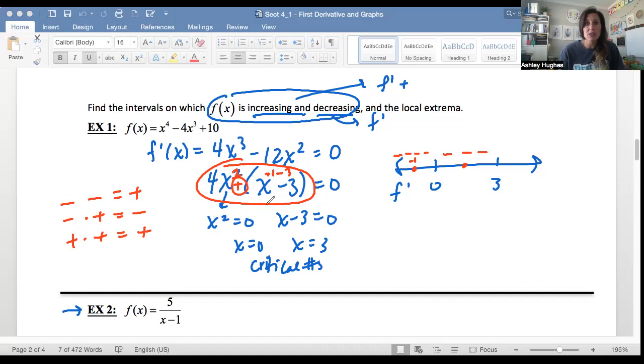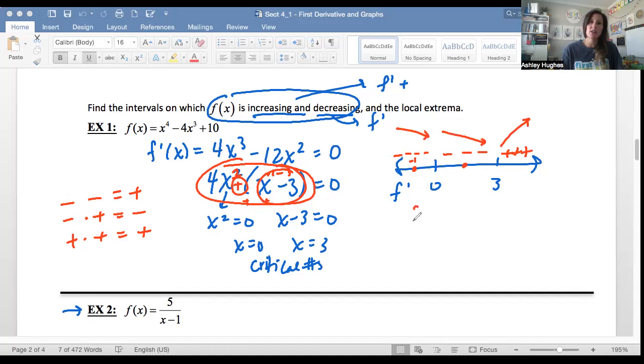Okay, and if I plug in something over here like 4, or you could plug in 100, doesn't matter, anything to the right of 3. If I plug in that, I'm going to get a bigger number here than that one. So the overall result here is going to be positive. So you're going to have two positives, which gives you a positive. That means the function is decreasing on this interval, still decreasing, and then increasing.